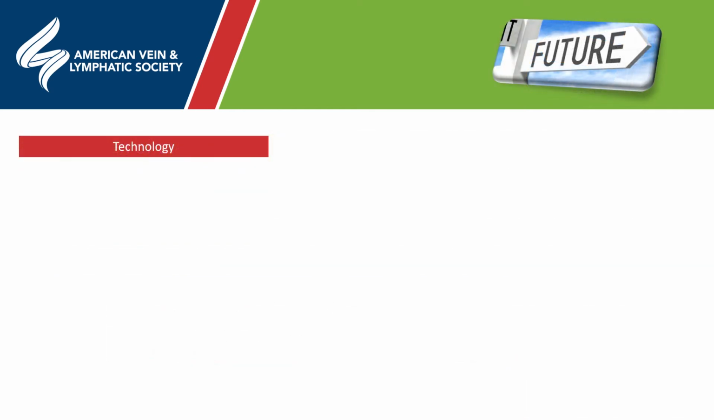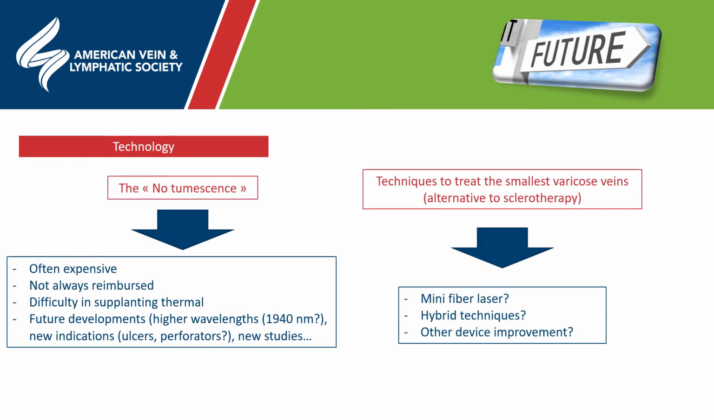For the future, two axes of reflection: technology and strategy. For technology, there is the non-tumescent approach, but often expensive, not always reimbursed, with difficulty in supplanting thermal. Future developments are needed, for example, higher wavelengths, 1940 nanometers, new indications for ulcer perforators, new studies, etc. And techniques to treat the smallest varicose veins as an alternative to sclerotherapy: mini-fiber laser, hybrid techniques, other device improvements.